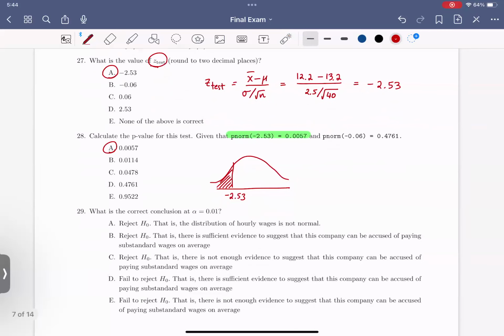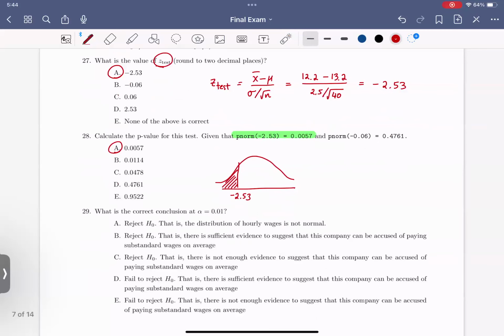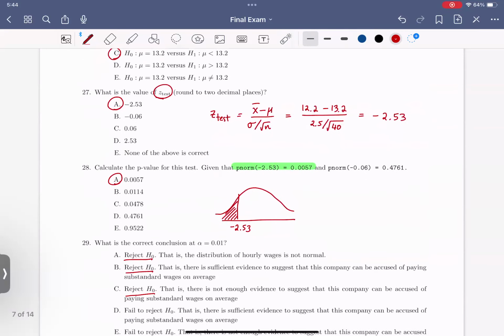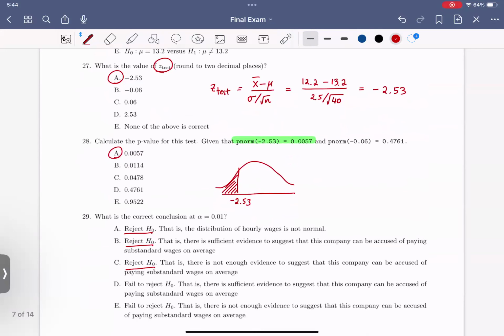All right. With this p-value, you reject the null hypothesis. And that means you believe H1. So you believe that mu is less than 13.2, which is there is sufficient evidence to suggest that this company can be accused of paying substandard wages on average. So choice B is the correct answer.